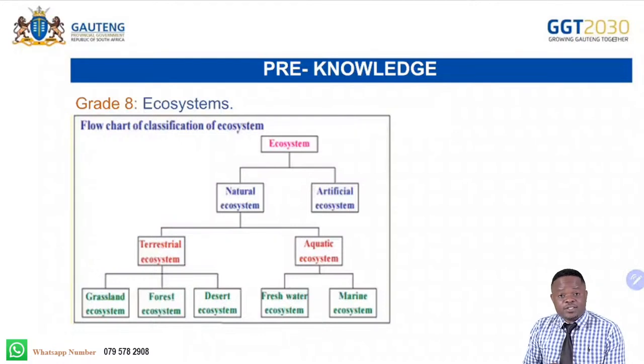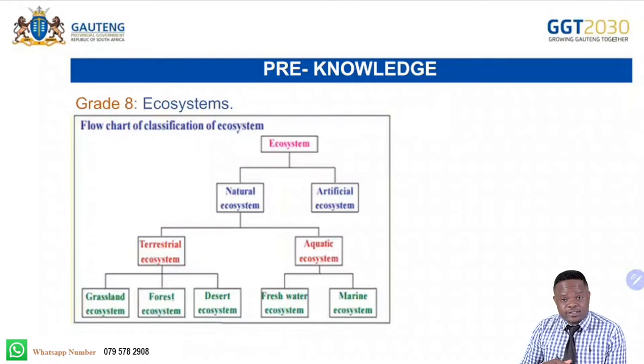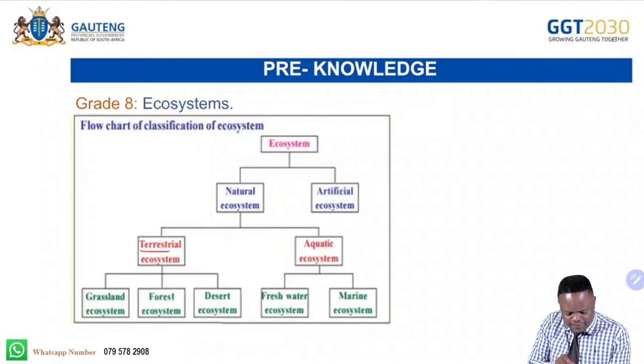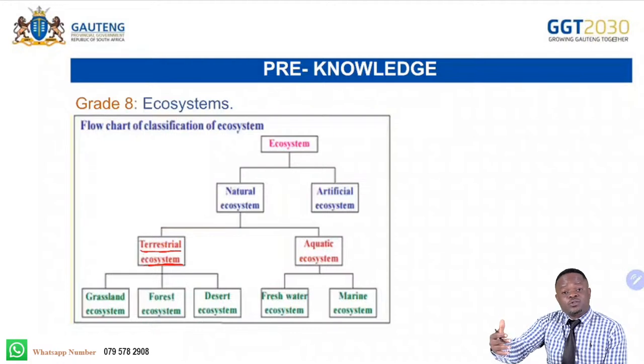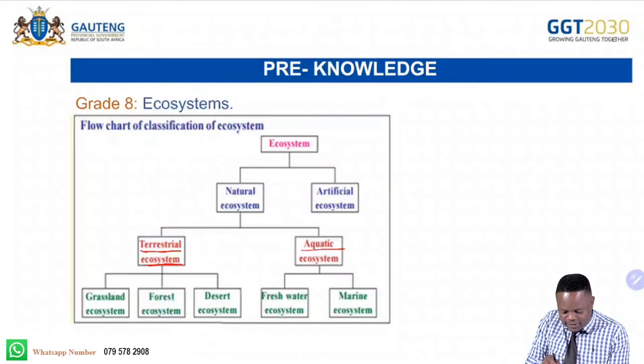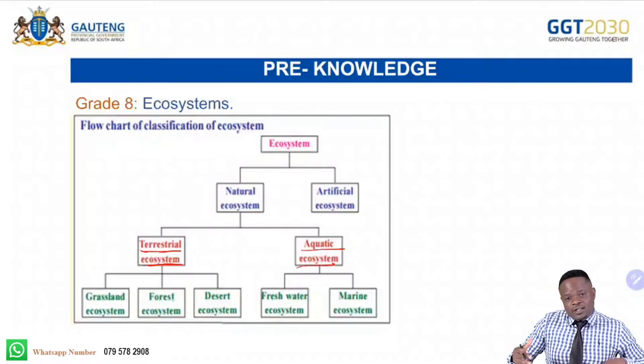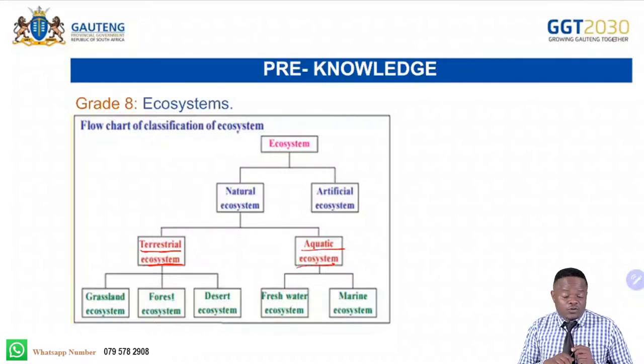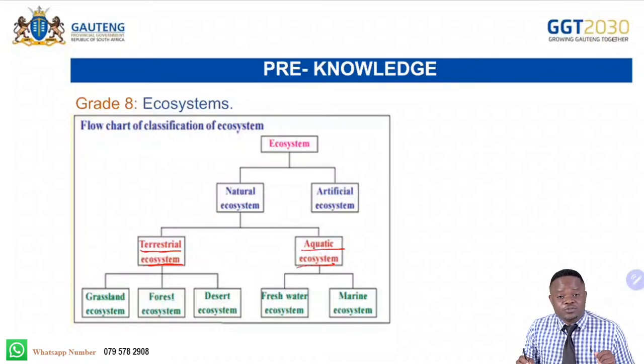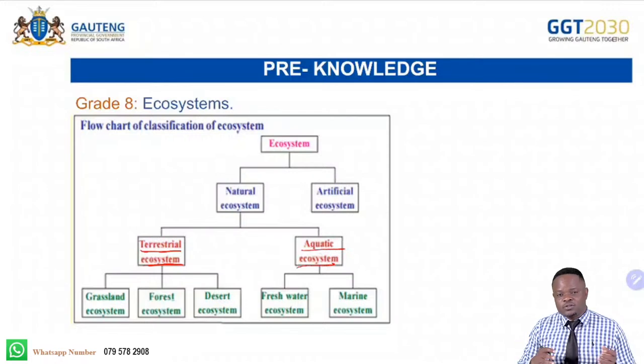And then of importance, this energy flow occurs in our ecosystems, and you do well to remember your types of ecosystems. Remember we talk of our natural ecosystems and artificial ecosystems. Looking at our natural ecosystems, we can divide them into two. That is your terrestrial, or the ones that occur on land. And then we have the aquatic, the ones that occur in water. I believe the word aqua, we now always familiarize it to water. Whenever you hear the word aqua, you know that you're talking about something to do with the water.